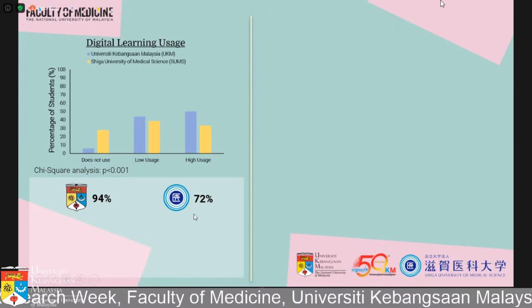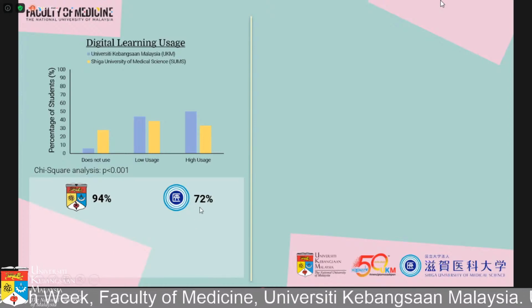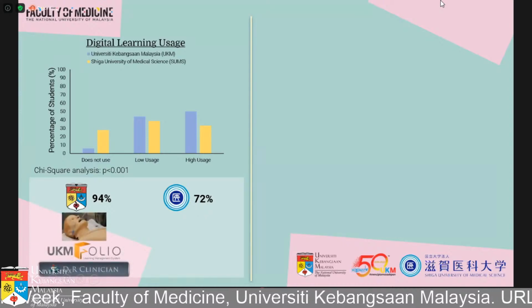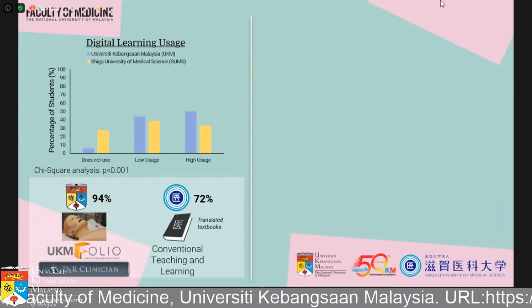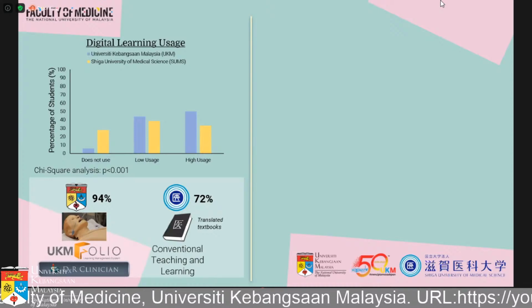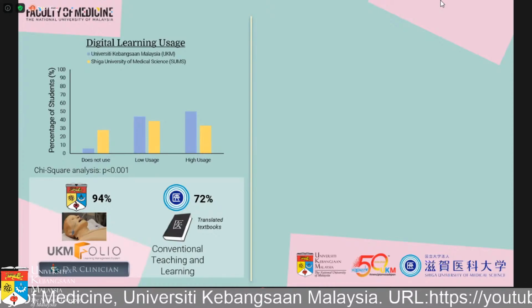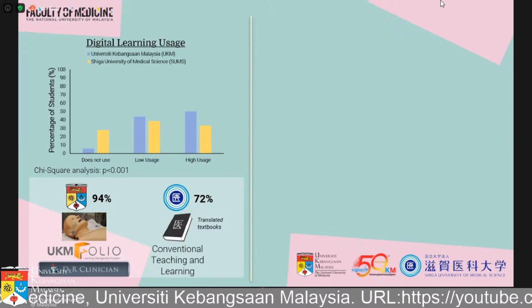Our study found that UKM medical students have significantly higher digital learning usage compared to SUMS medical students. This is surprising as Japan is a developed country and it has all the technology advancement to be the front runner in this field of digital learning. However, in reality, in Japan, they are still adopting conventional teaching and learning in medicine.